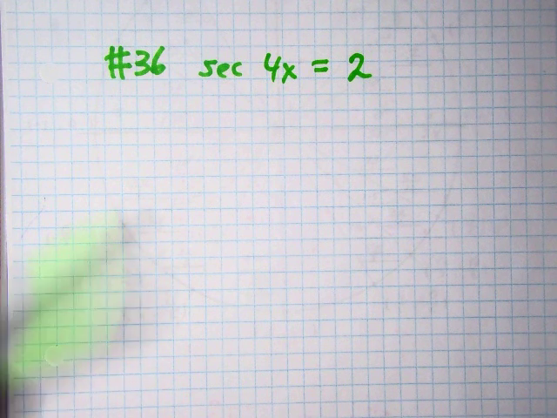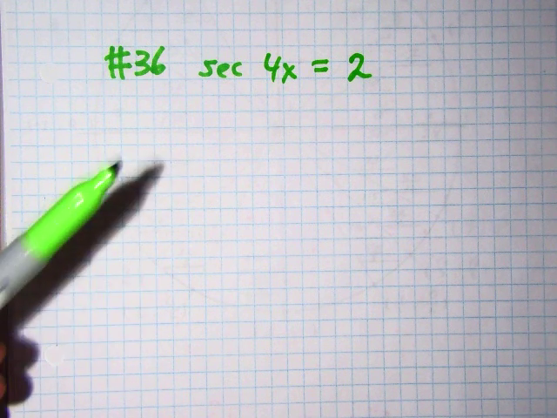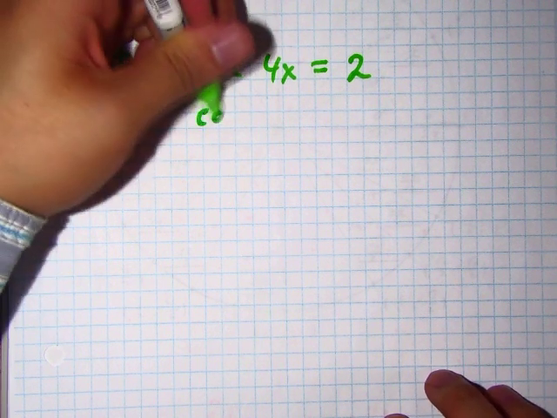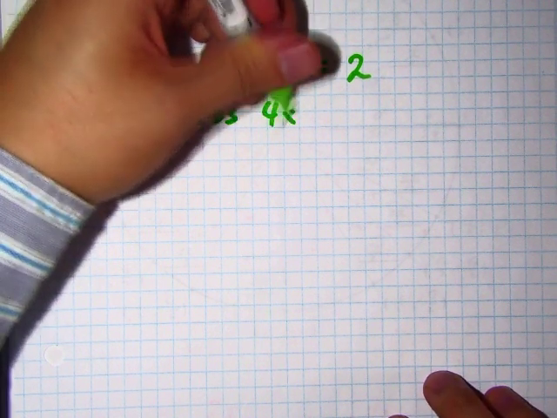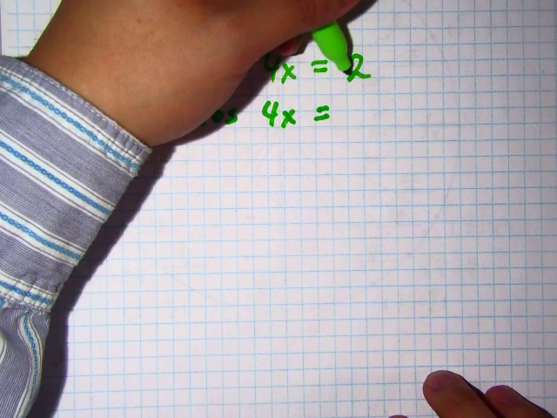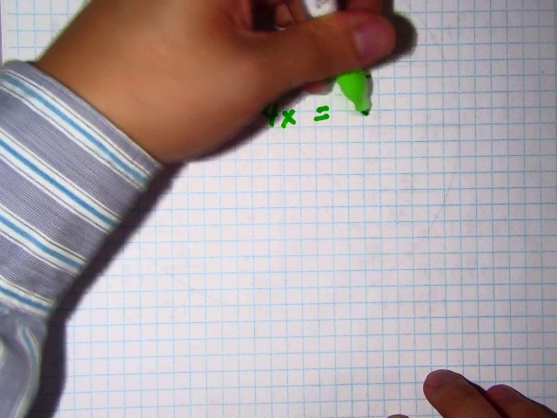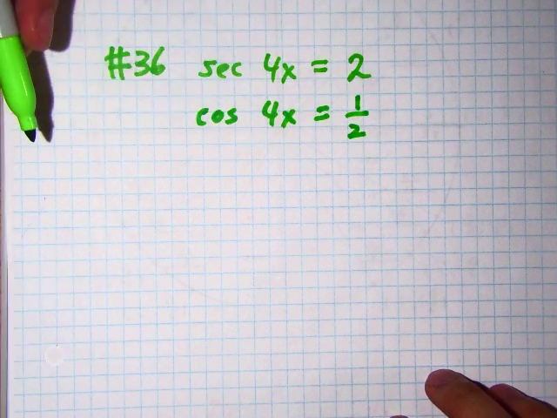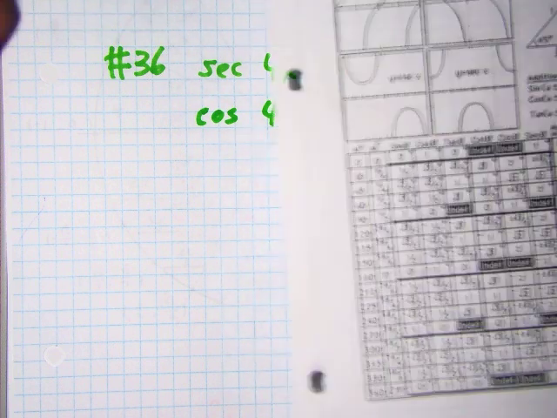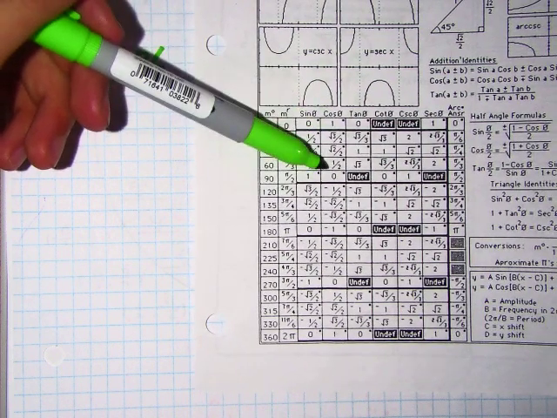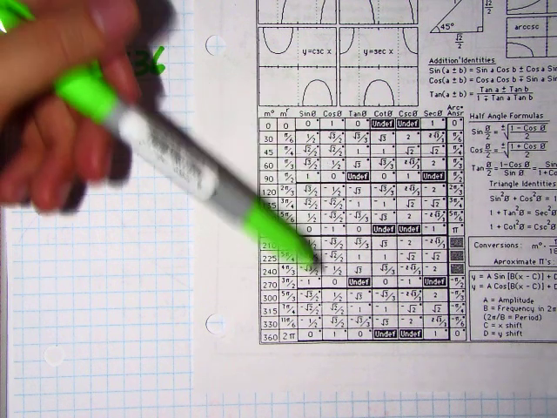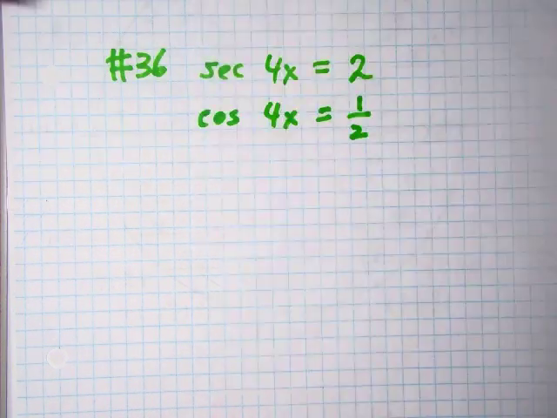Again, if we don't like secant, just to see it more clearly, let's convert this into cosine. Again, secant is just 1 over cosine. So cosine of 4x would just be the reciprocal of 2 over 1, which would be 1/2. Okay, if we look at our trig cheat sheet, we want to see, again, where cosine of x equals 1/2. That's going to be at pi over 3, and that'll also be at 5 pi over 3.